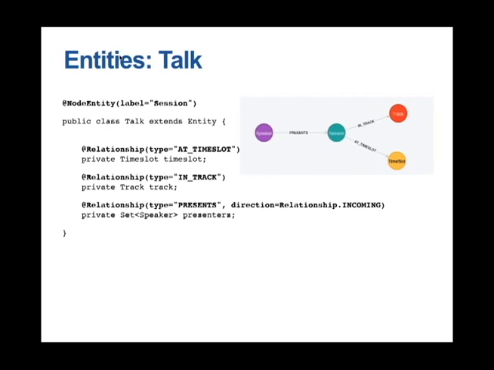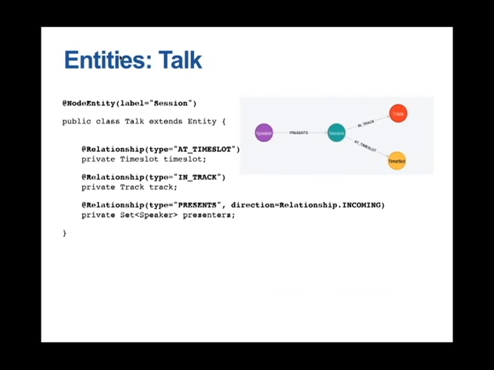So, moving on. This is the first case here where we're seeing a relationship. Now, in Spring Data 3 and previous versions, relationships had to be annotated differently, whether they were represented by a relationship entity or not. By a relationship entity, what I mean is, if we take a look at the example between speaker and session here, we have a presents relationship between the two.